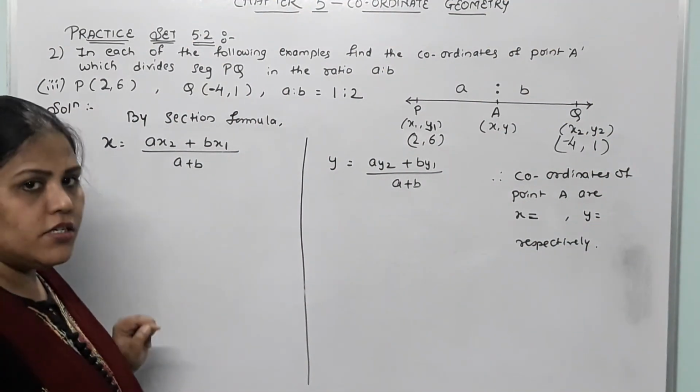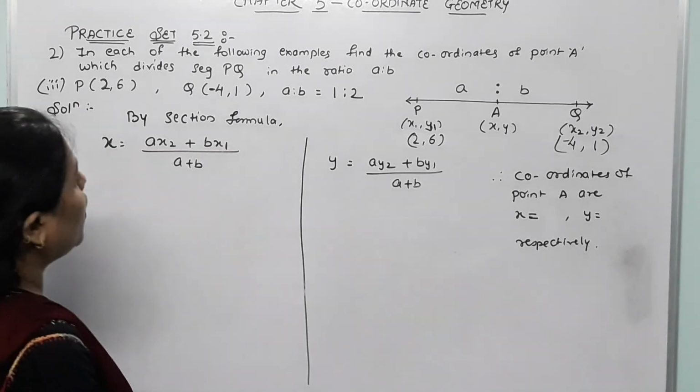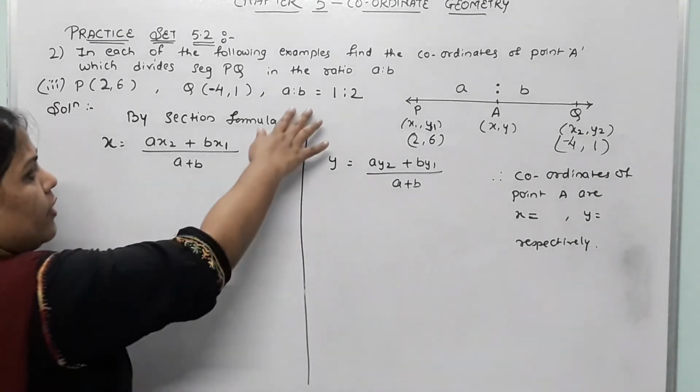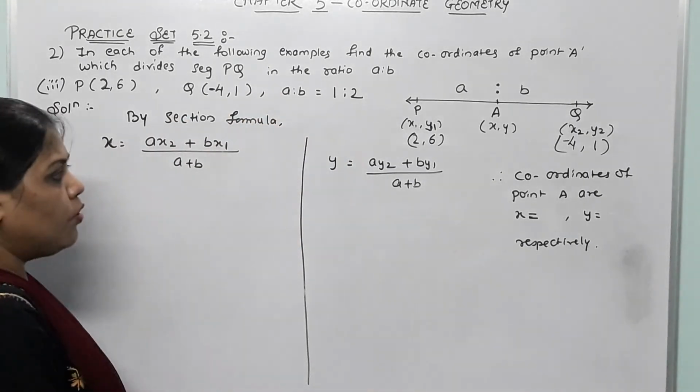Now see the third sub question. See here what is given. P is (2, 6), the coordinates of Q are (minus 4, 1), and the ratio m is to n, that is a is to b, is 1 is to 2.